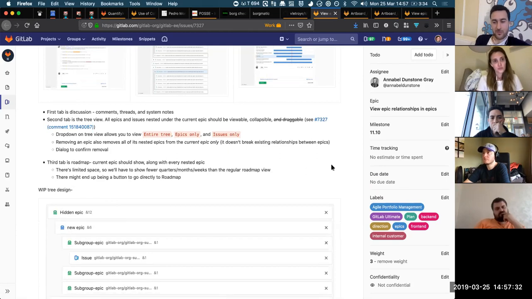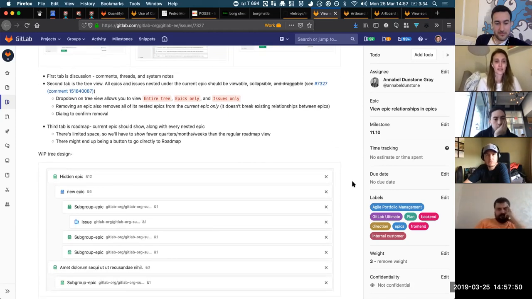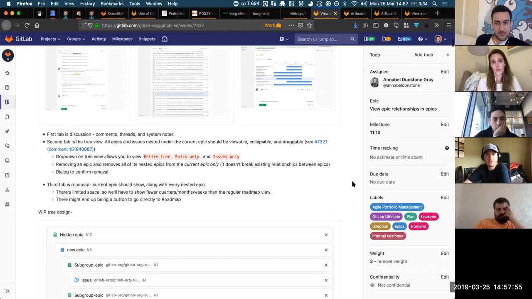So, Annabelle, one of the things you said is that you were also not a fan of the solution for this issue. Can you explain a bit why? Yeah, it's kind of what I already said, just the tree view in particular. I quite like the tabs, and I like having the discussion, the tree, and then the roadmap of the epics that are already included on this epic.